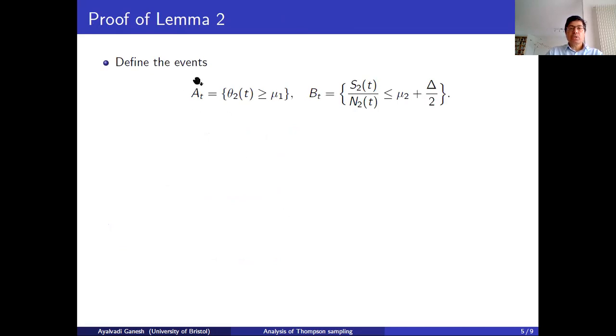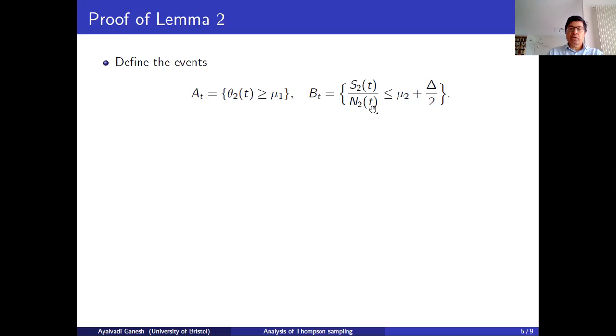Okay, so let's define these two events. A sub T is going to define the event that theta 2 is at least as big as mu1. This is the event we are interested in, that our sample from the posterior distribution for mu2 exceeds mu1. BT is an auxiliary event we define. So this is the event that the empirical fraction of successes in the first N2T plays of arm 2 is not much bigger than its true value.